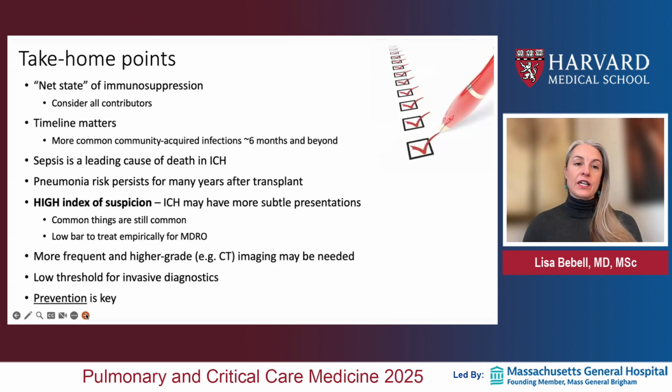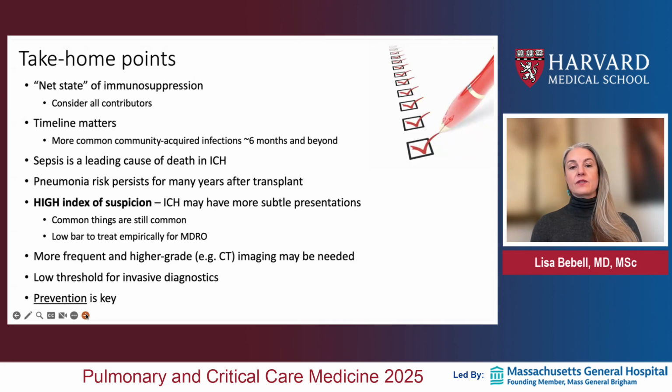So lastly, our take-home points once again, remember to consider the net state of immunosuppression from all of the contributors. Remember that timeline really matters, and community-acquired infections are very much more common after about 6 to 12 months after transplant especially. Sepsis remains a leading cause of death in immune-compromised hosts, and pneumonia risk persists essentially forever and never goes back to baseline after a transplant.